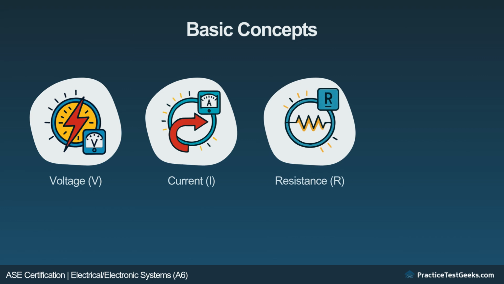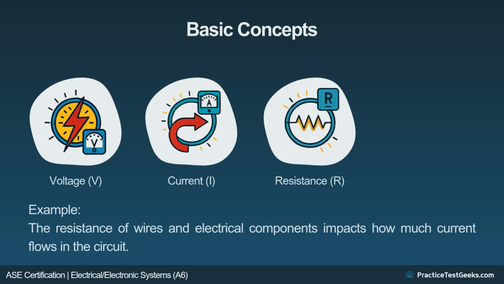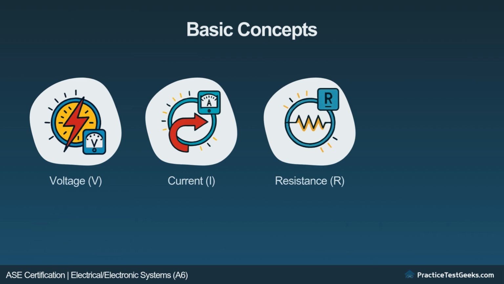Resistance. Resistance is the opposition to the flow of current in the circuit, measured in ohms. Higher resistance means less current flow for a given voltage. Example: the resistance of wires and electrical components impacts how much current flows in the circuit.